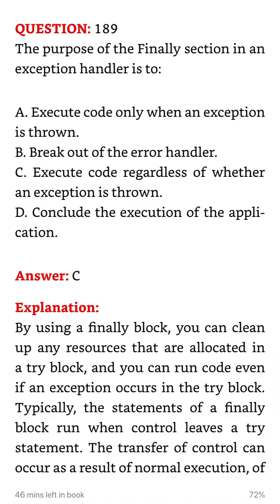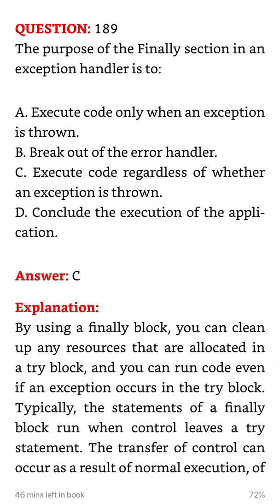Question 189. The purpose of the finally section in an exception handler is to, C, execute code regardless of whether an exception is thrown. By using a finally block, you can clean up any resources that are allocated in a try block, and you can run code even if the exception occurs in the try block.